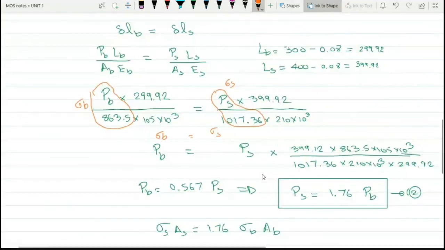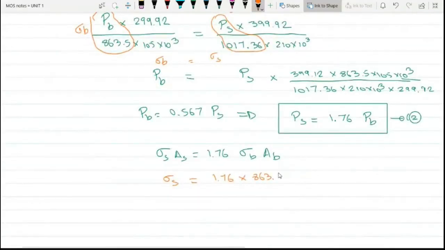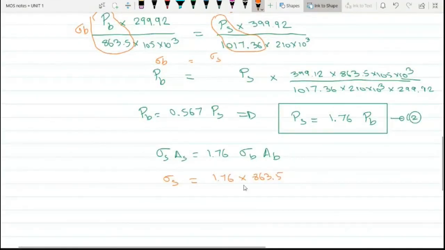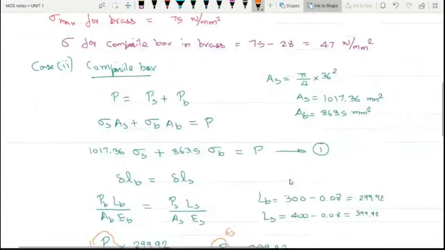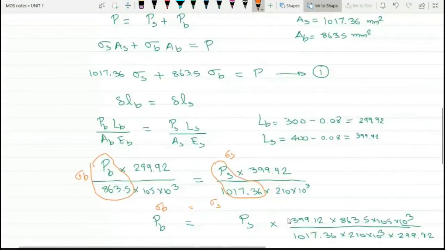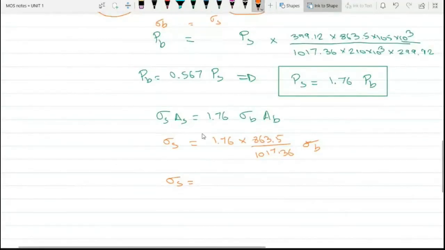So area for brass is 863.5 divided by AS. AS is 1017.36 into sigma B. What is the value for this? It is around 1.5 sigma B. This is equation 2.